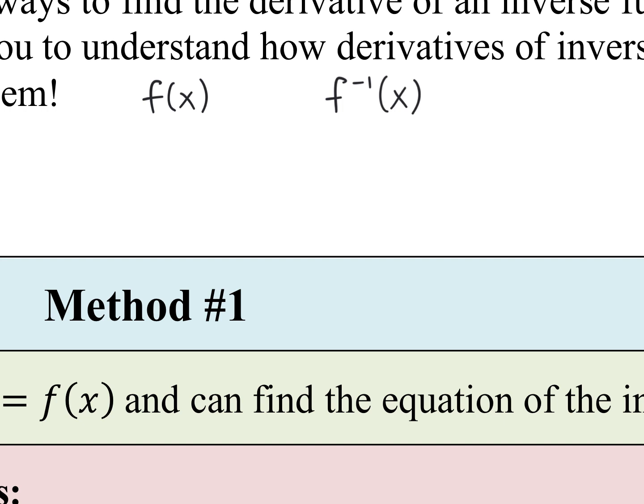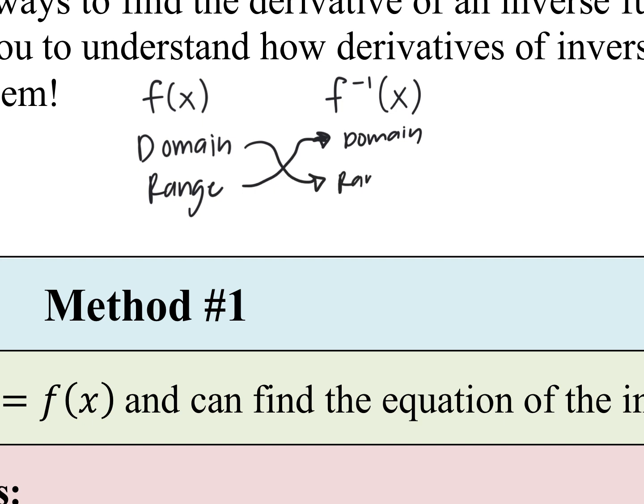Now, the domain, which means my x values, and the range of my function, how do they change when I go to my inverse function? They flip, right? My range actually becomes my domain, and my domain actually becomes my range. What this means is basically just your x's and y's are flipped.